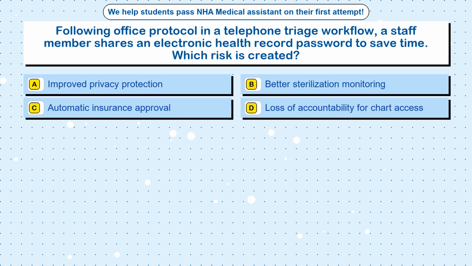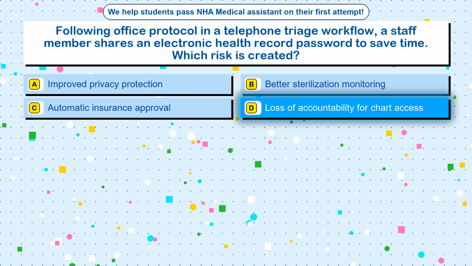Question 29. Following office protocol in a telephone triage workflow, a staff member shares an electronic health record password to save time. Which risk is created? Option A, improved privacy protection. Option B, better sterilization monitoring. Option C, automatic insurance approval. Option D, loss of accountability for chart access. The correct answer is option D, loss of accountability for chart access.